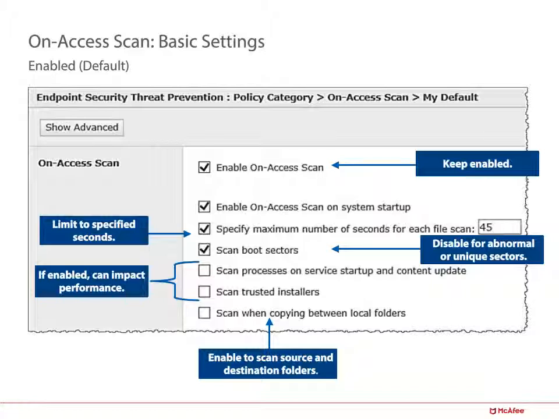Specify maximum number of seconds for each file scan. This limits each file to a scan time of a certain amount of seconds. It is enabled and it is always set to 45 seconds by default. Basically, if a scan takes longer than 45 seconds, the scan will stop cleanly and it will log a message.